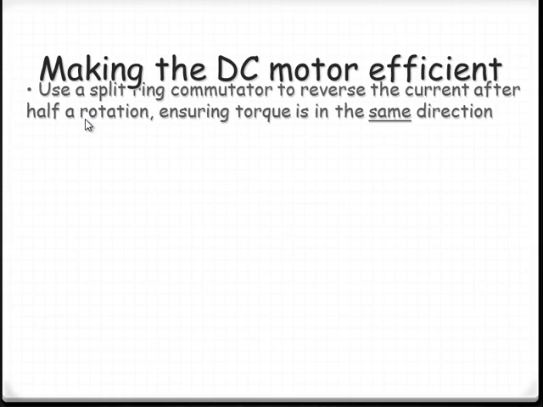Often there's a question asking what's the purpose of the split ring commutator. Reverse the current after a half rotation, ensure the force on the same side always acts in the same direction to ensure torque in the same direction. That's your answer. It can be a 2 or 3 mark question. So really, it's a bit of a gift if you've got something like that down and you understand that. How else can we improve it?